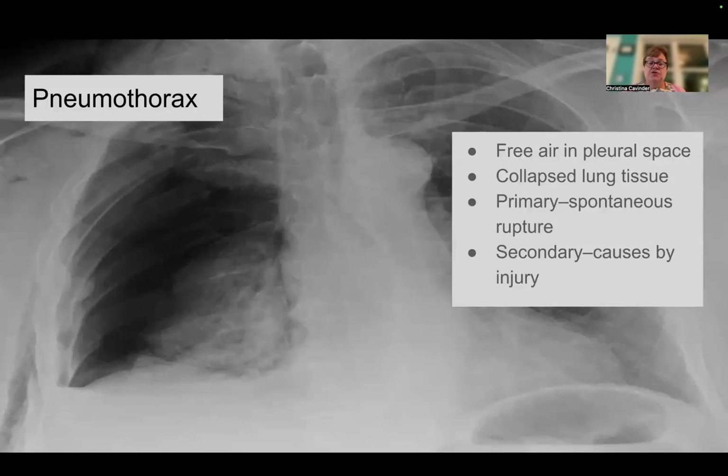So some of the structural problems would be a pneumothorax. So pneumothorax is free air in the pleural space. So it's free air outside of the lungs.